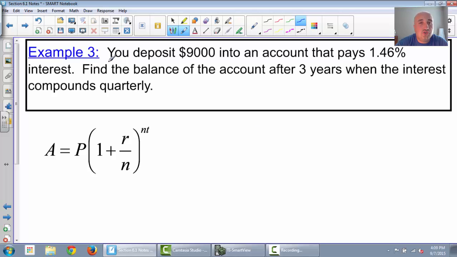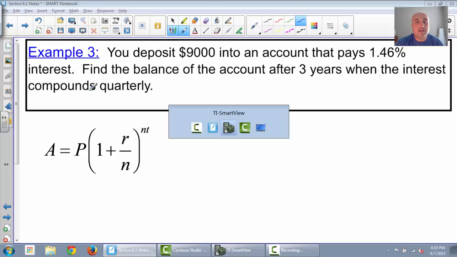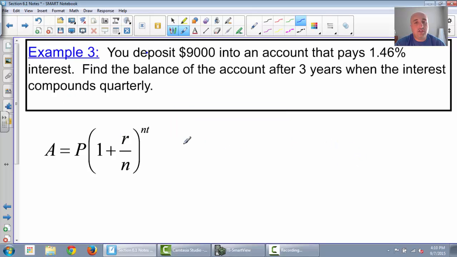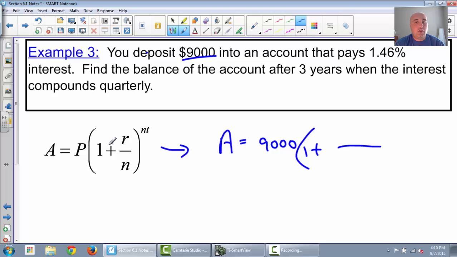Okay, so it says you deposit $9,000 into an account that pays 1.46% interest. Find the balance of the account after 3 years when the interest compounds quarterly. We're going to use all this information to plug into the equation. A is the amount we have. P is our principal, the original amount, so our original amount is 9,000. Parentheses, 1 plus our interest rate. The r is our interest rate. So 1.46, that's less than 10, so 0.0146. N is how many times you're compounding.